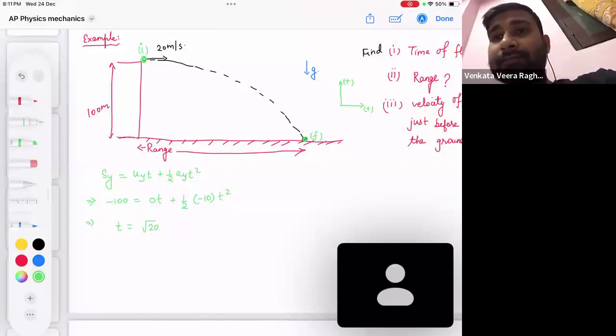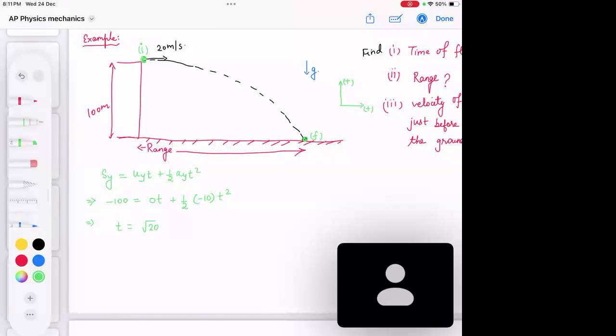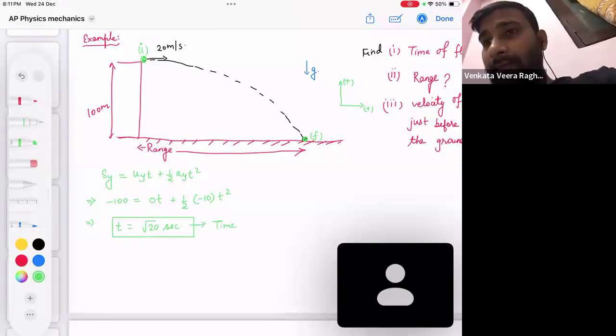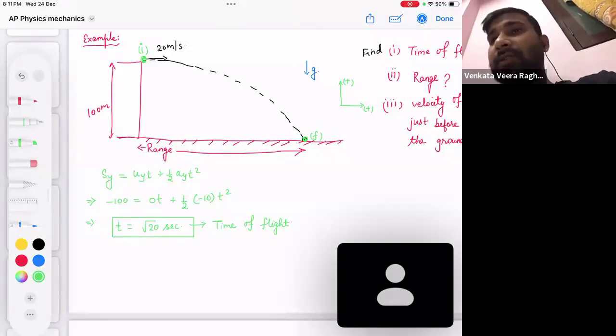Is that clear? So yes, this time under root 20 second we got it. Can we call it this is nothing but the time of flight? Please tell me, what is this? This is the time of flight. Now the next thing, how do we calculate the range?